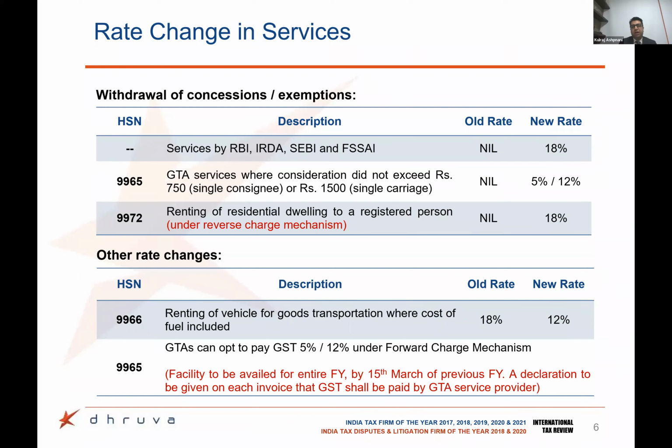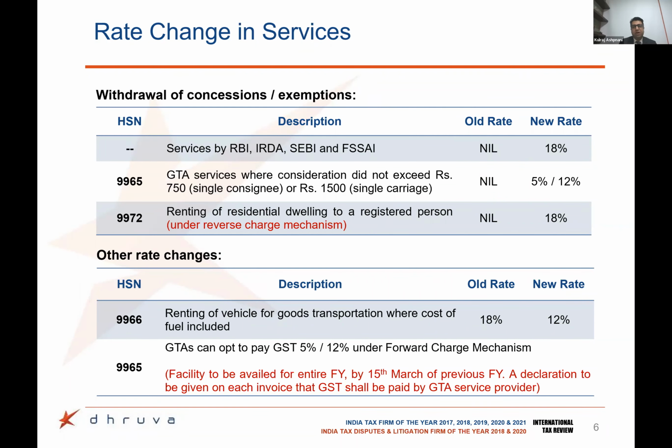The important question arises as to their creditability, whether they will get a credit of the GST paid on residential dwelling or not. And in our view, it depends upon the case-to-case situation, whether it could be said to be a personal consumption or a necessity of business. All that needs to be seen on a situation-to-situation basis.